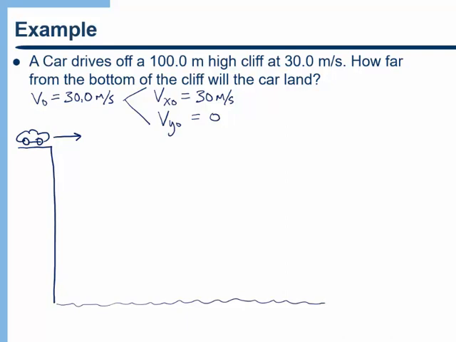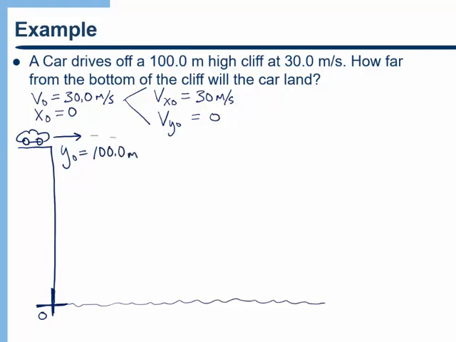Let's identify the other things we know and don't know. In two-dimensional motion problems, I always put the origin at the bottom left, and that allows me to have all the positions be positive. Therefore, the initial position in the x direction is 0, and the initial position in the y direction is simply the height of the cliff, which is 100 meters.